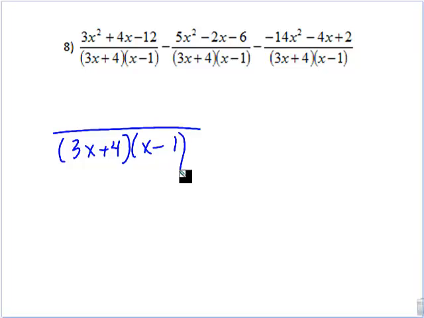Go to combine the numerators, we want to make sure we combine all the like terms on the numerators. Alright, so we see that we are subtracting both of these last two fractions. So what should we probably do with those signs? Probably change them. So plus a negative 5, a positive 2x, and a positive 6. And then plus a positive 14x squared, a positive 4x, and a negative 2.